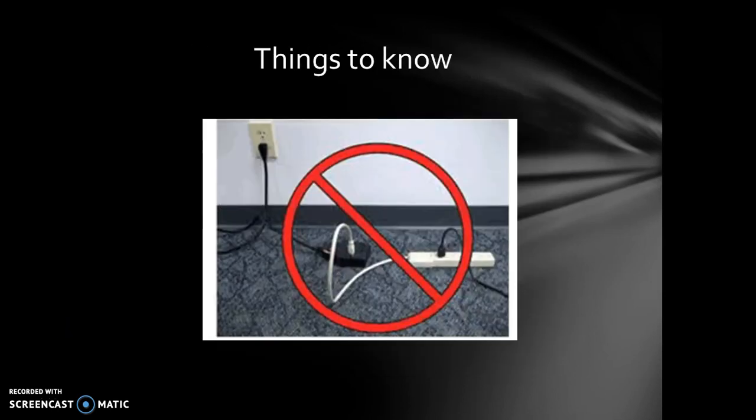Moving on. A few things to know. In most newer homes, outlets are placed every 6 feet to eliminate the need for extension cords. Also, make sure you do not plug power strips into one another. As you can see in this picture, this can cause overheating, and then you could have a fire in your house.